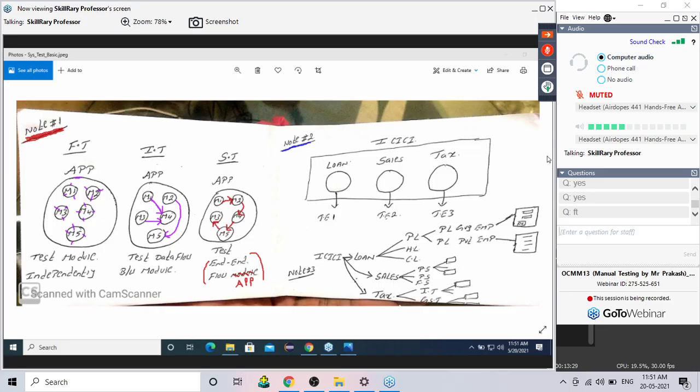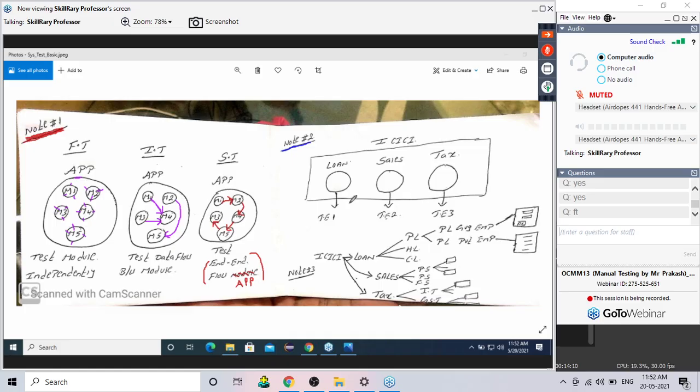Note 2, you observe, according to this diagram, there is one application called the ICICI application. This application has 3 modules: loan, sales, and tax. These 3 are the modules of the ICICI application. Loans is assigned to test engineer number 1, sales is assigned to test engineer number 2, and tax is assigned to test engineer number 3. It means different test engineers are assigned different modules. Clear?